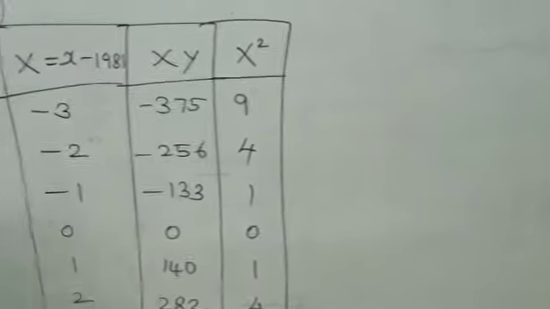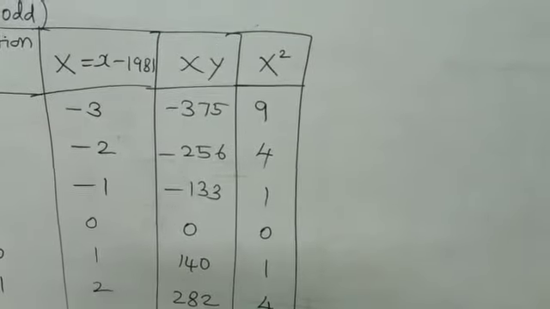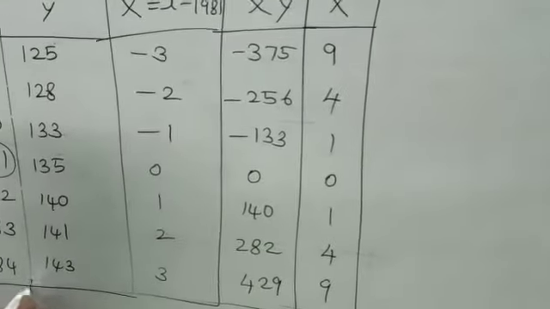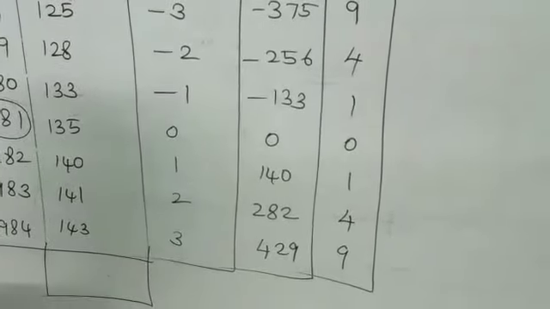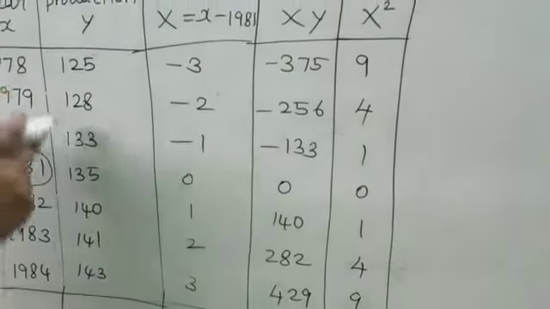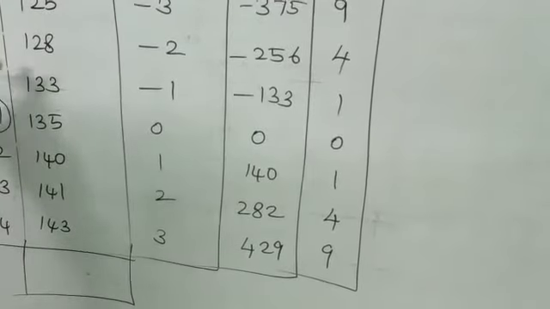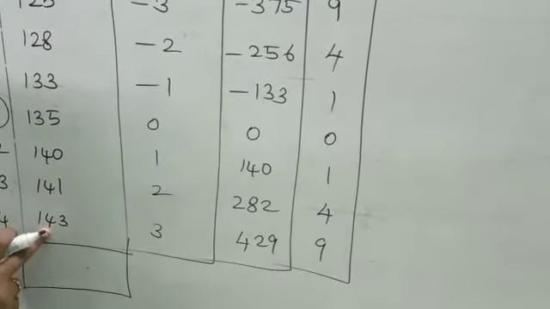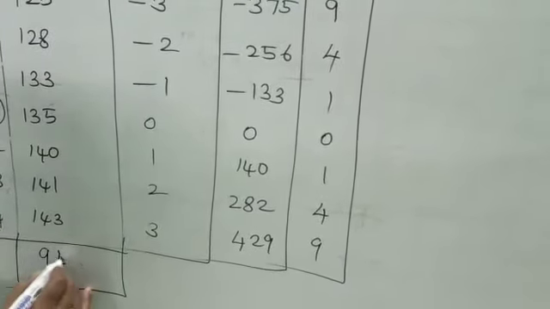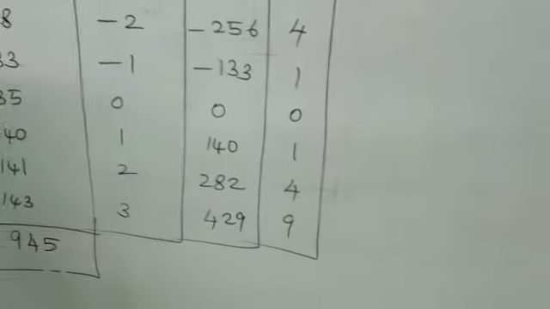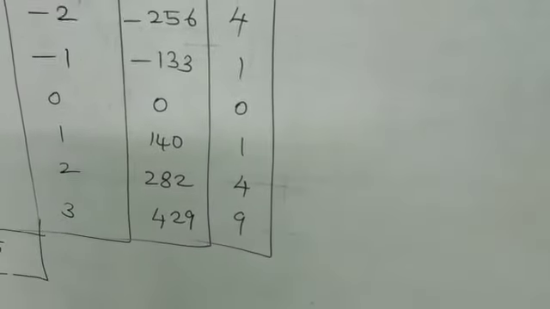A formula is sigma y by n. Therefore we add the sigma y. Sigma y is the addition of the capital Y column. Adding all the numbers, 125, 128 up to 143, we get 945. This we use for a equal to sigma y divided by n.